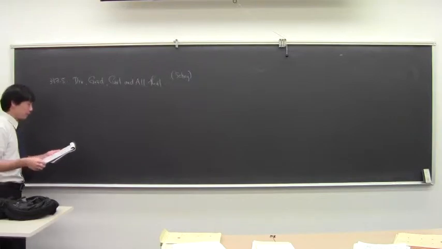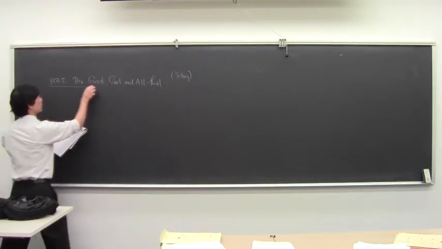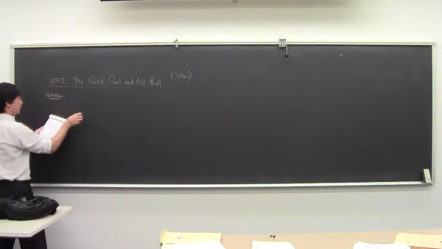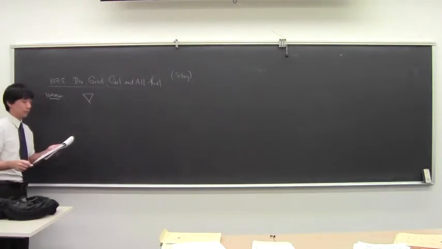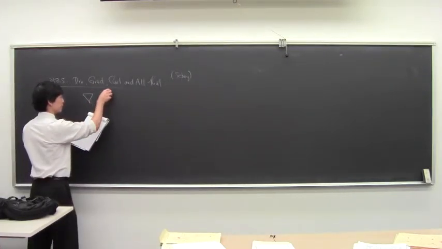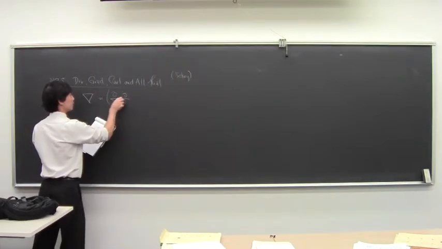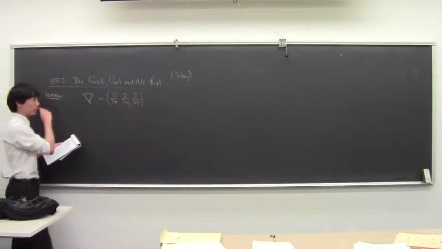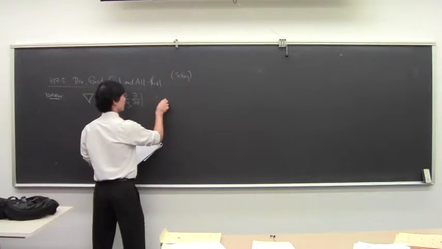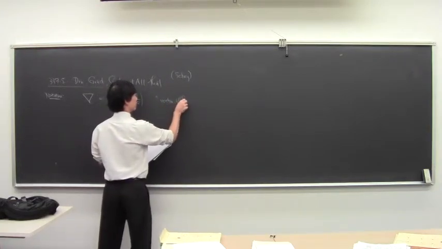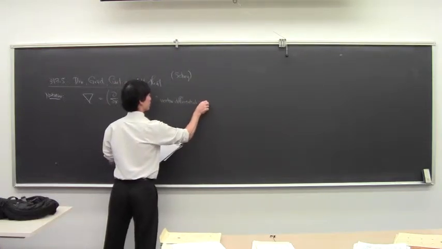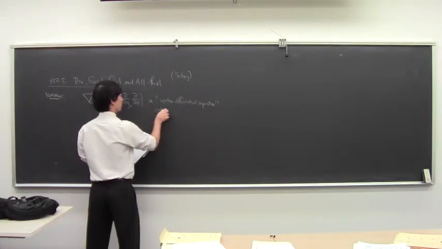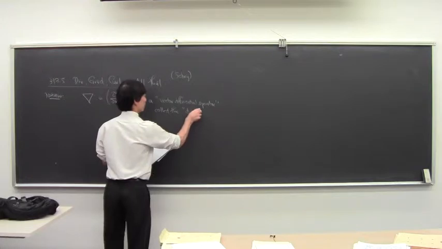So we're going to start off with just a notation. We're going to use this upside down triangle to denote this thing: partial with respect to x, partial with respect to y, partial with respect to z. You could call it a vector differential operator, and people usually call it the del operator.